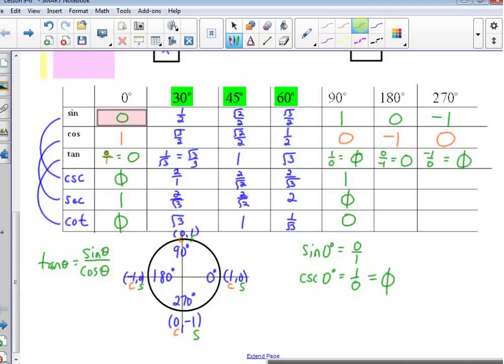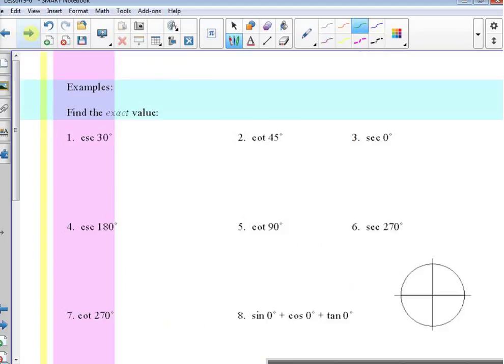The cosecant of 180 would then be undefined. It's just the reciprocal: negative 1 and undefined. The reciprocal of negative 1 is negative 1. The reciprocal of 0 is undefined. The reciprocal of undefined is 0. So now we've got quite a complete chart. Go to the next page.